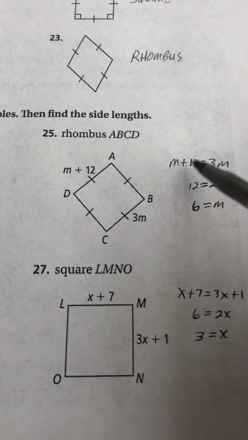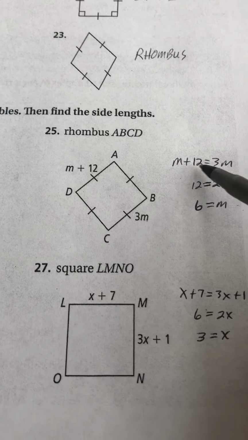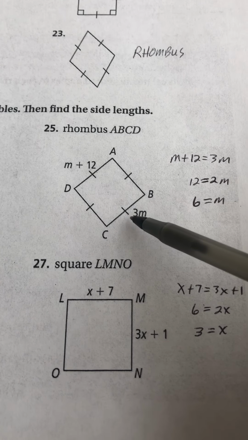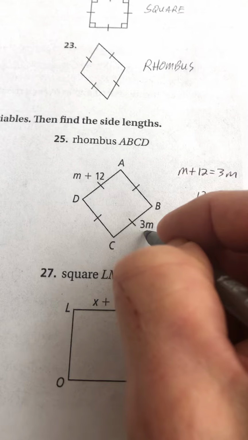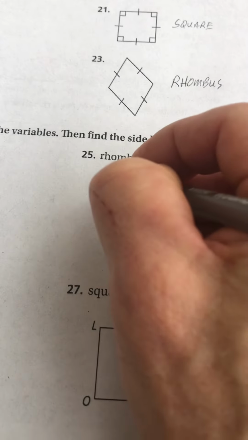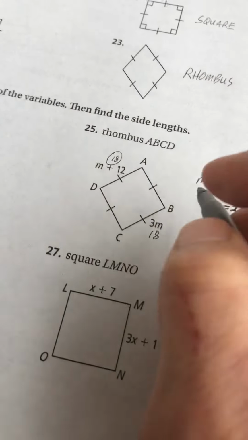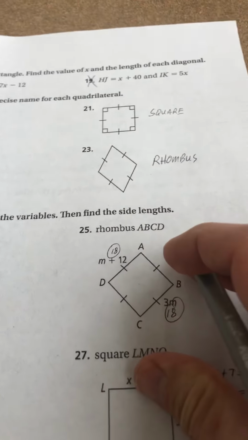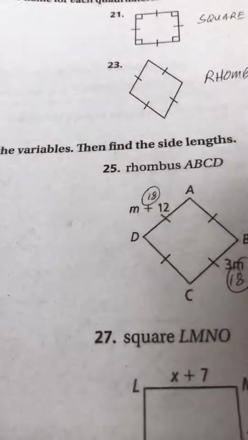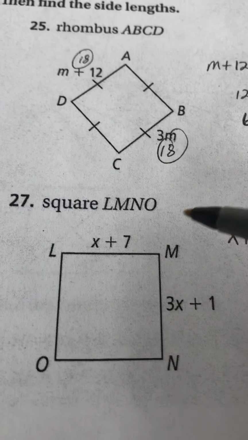Find the variables. So the variables, these two are going to equal each other, so I set them equal to each other, and you get 6 equals m. So 3 times m, this side is going to be 3 times m, 18, and then 6 plus 12 is 18. They should equal, so you should have both of those as being equal, 18, 18.